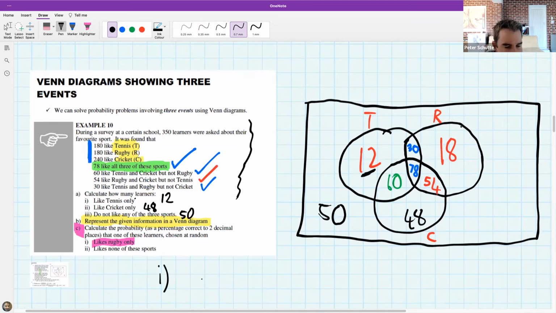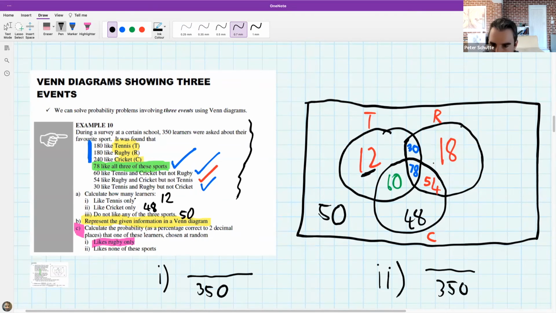So I know that there are 350 possible people, so that's not difficult for 1 and 2. The number of possible outcomes is always going to be 350. Likes rugby only is going to be 18 out of 350. And you can write it as a decimal if the question asks, and it says to 2 decimal places in this case. So I should go 0.05.